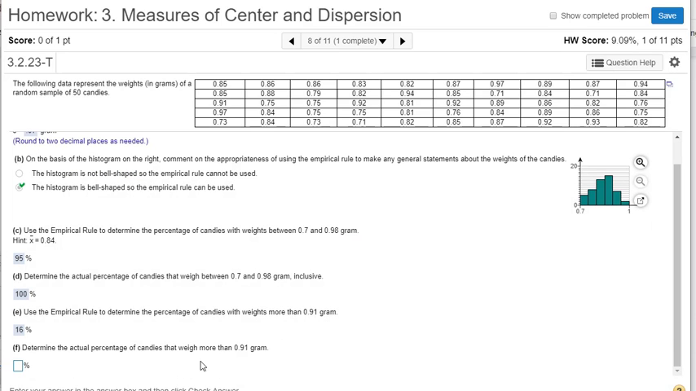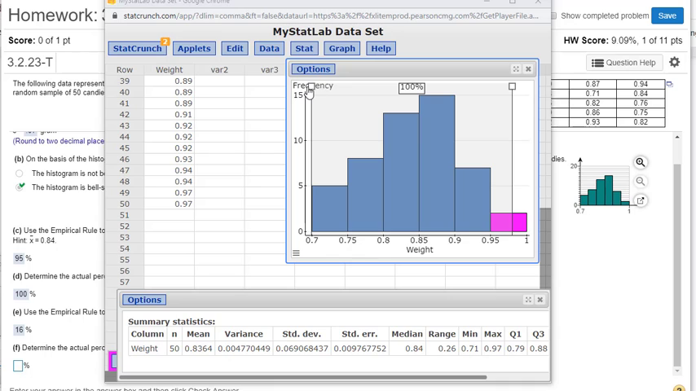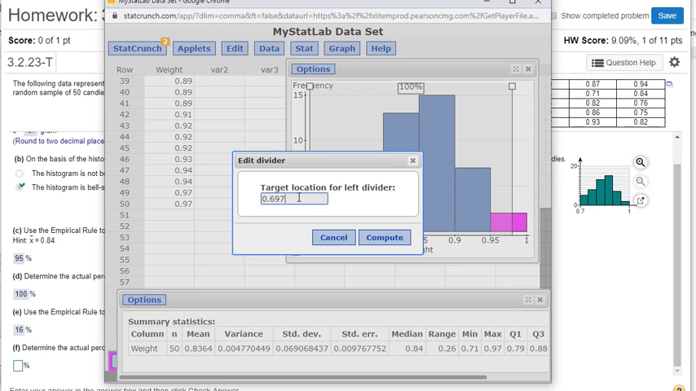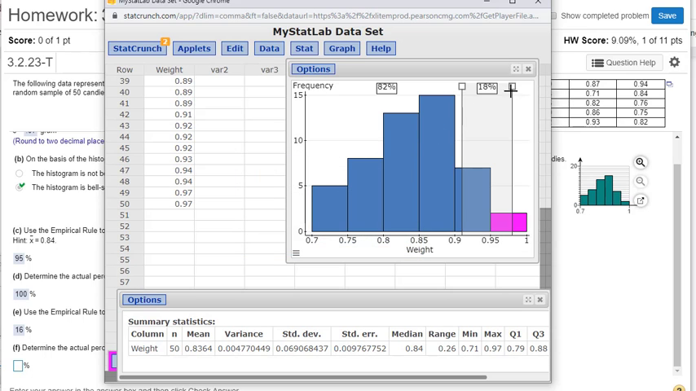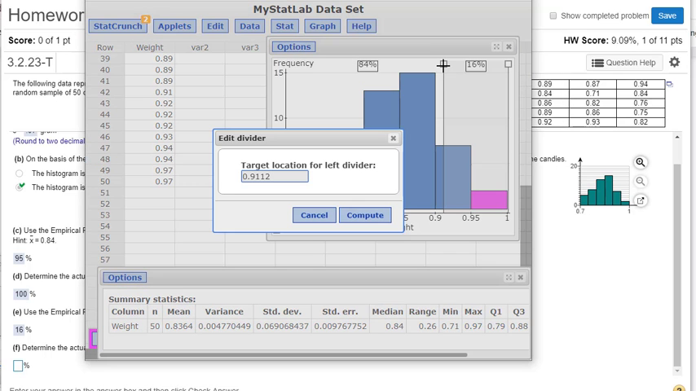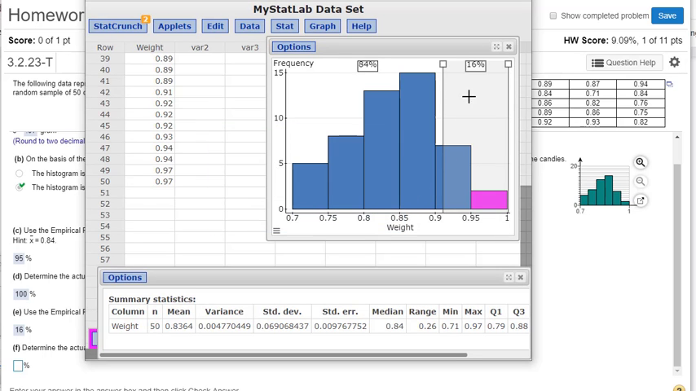Now determine the actual percentage of candies that weigh more than 0.91. So let's go back into StatCrunch. And let me see if I can use my histogram here. I can double click that first one, and I'm going to put 0.91. And this one we'll just kind of drag it all the way out. So it looks like 18% of those are. Let's see if we can do this manually. And maybe just to be on the safe side, it says more than 0.91, so let's put 0.911 just to make sure. Ooh, looks like I did have a value that was exactly 0.91. There it is right there.